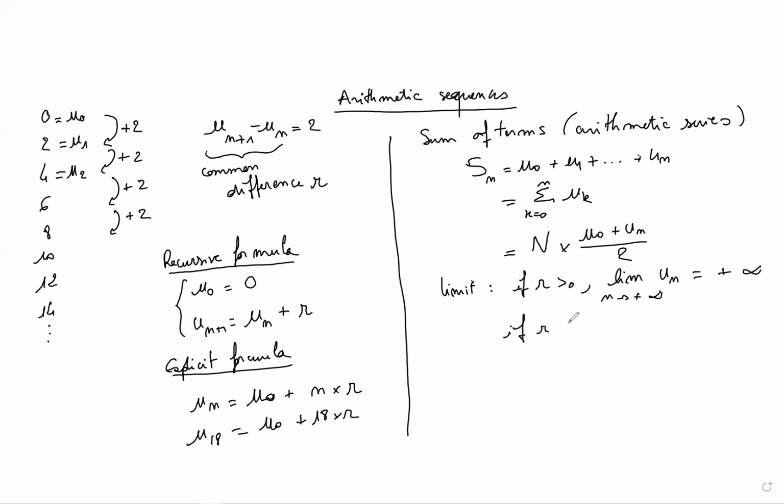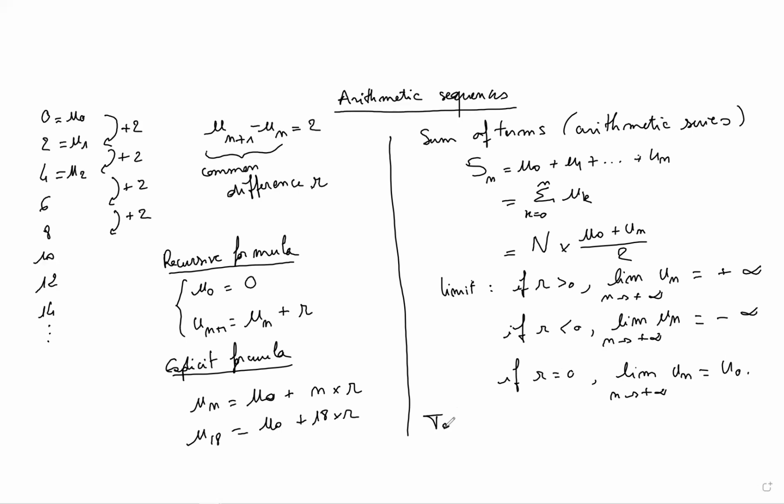If your R, your common difference, is negative, then the limit of your sequence when n gets towards infinity is going to be negative infinity, because you subtract numbers and you get a negative number, which is bigger and bigger, but negative. Of course, if your common difference is equal to 0, then you get a constant sequence, so you are adding 0 every time. It means you don't change the value of your first term. So every term is equal to U0 and your limit is U0.